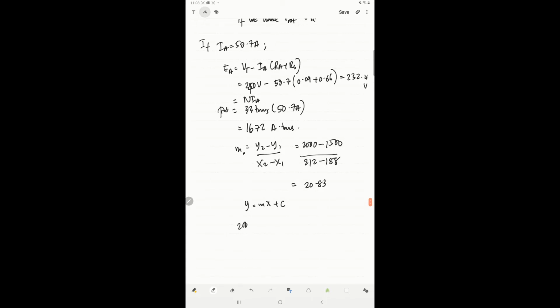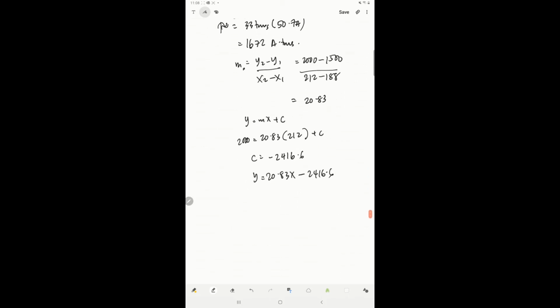Okay, so I just simply put 2000 equals 20.83 times 212 plus C. So C is minus 2416.6. Okay, so the equation now becomes y equals 20.83x minus 2416.6. Okay, all right.